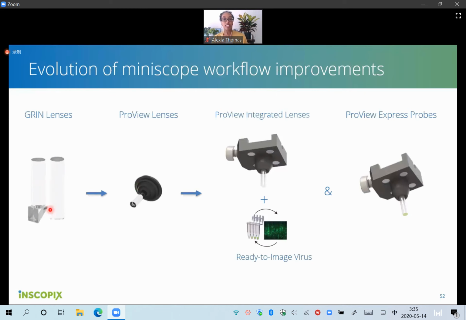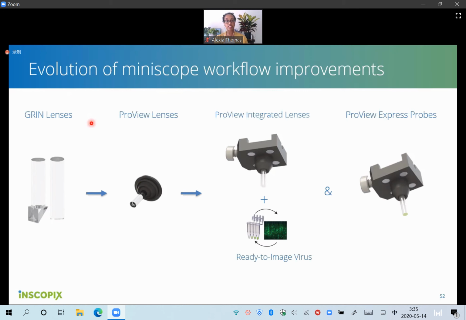With that, I wanted to end by showing you the evolution of the Miniscope workflow improvement. We started off in 2011 with the miniature microscope being developed, and then 2012 being commercialized. Along with the miniature microscope, the GRIN lenses were also released, because that is the way you are enabled to access deeper brain regions beyond the few layers of the cortex.